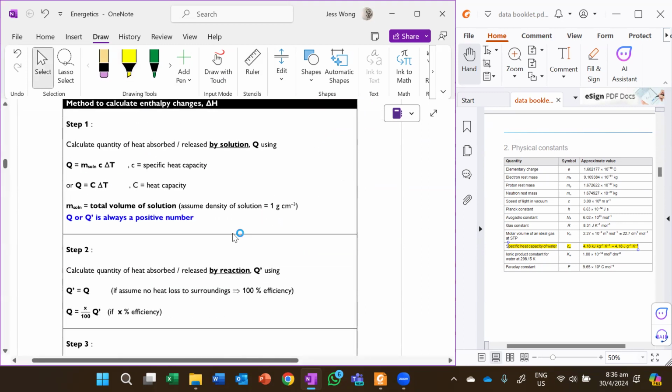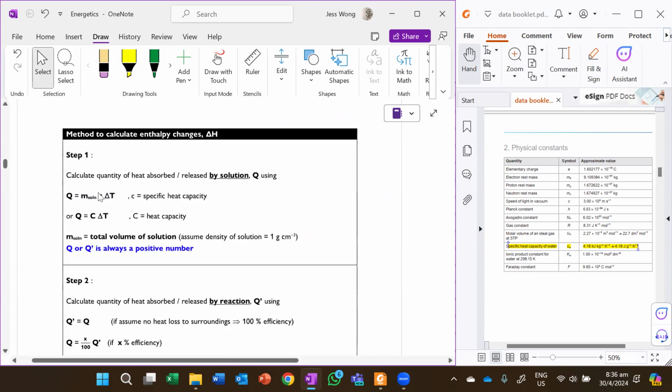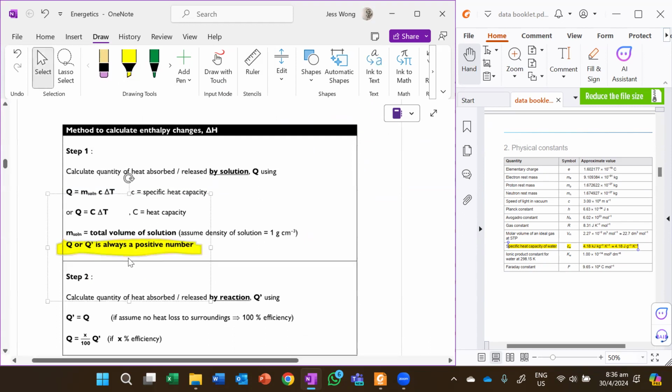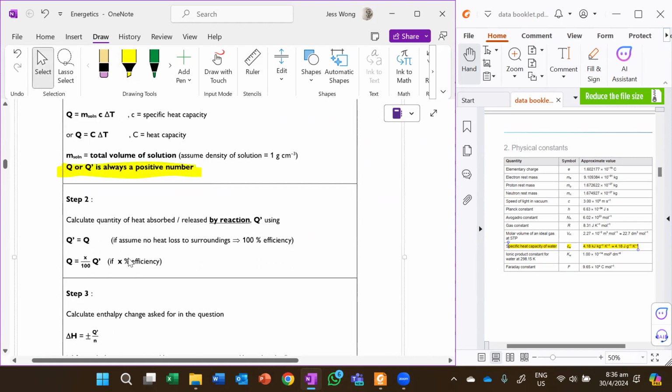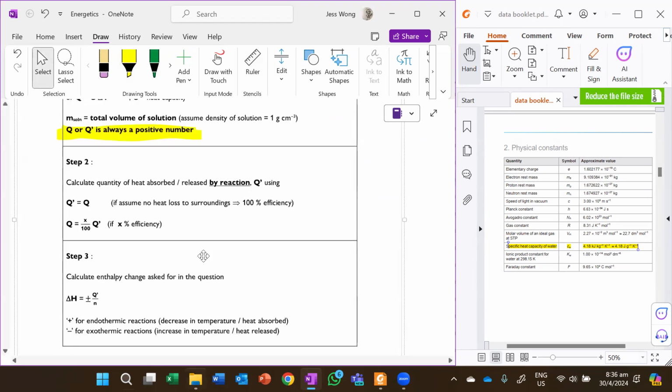All right, so just to summarize this part. Remember, Q is mc delta T. Q is always a positive number. So even if your delta T is negative, you present Q as a positive number. Delta H of a reaction is always equal to Q over n. n can be the limiting reagent, or n can be the number of moles of water, depending on whether you are doing delta H of reaction or delta H of neutralization.